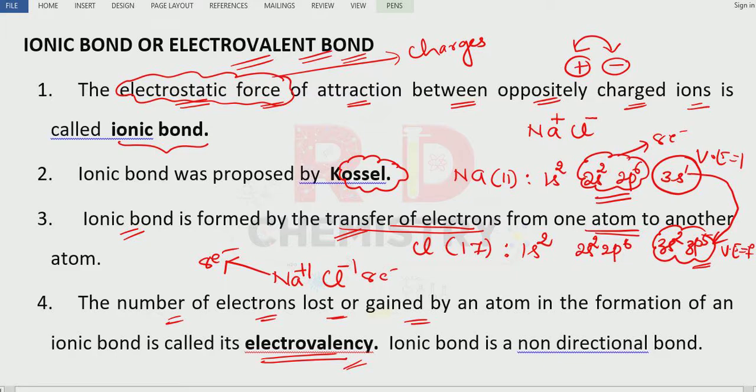Ionic bond is non-directional. What do you mean by a directional bond? Directional bond means whether they are tetrahedral or octahedral. But for ionic compounds, we do not have these structures. Only electrons are lost and electrons are gained. So there is no geometry for ionic compounds.